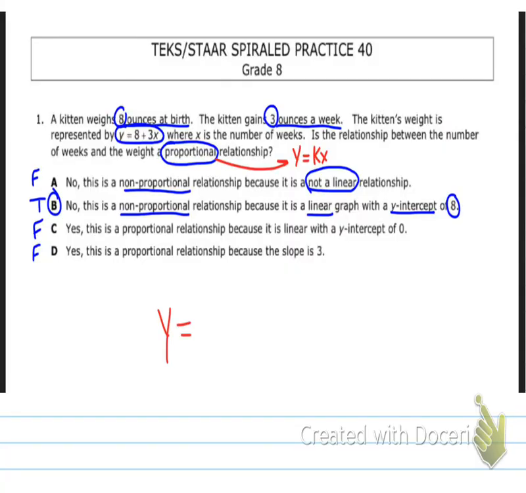I can rewrite it like this. I don't have to, but I can. And we should all know that 3 is the slope and 8 is the y-intercept. So if you just break down your equation, it's there. All right, so moving on.